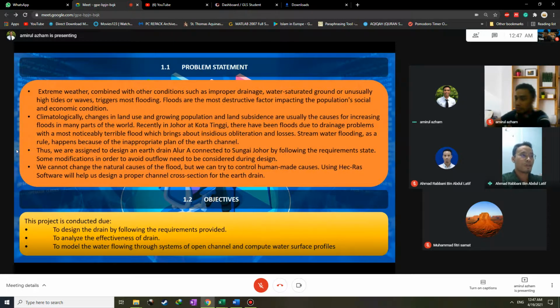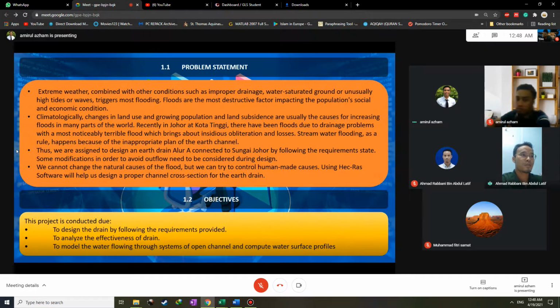For our group, the data given is located at Sungai Johor. So we choose the place at Kota Tinggi. So the problem statement, recently at Kota Tinggi we have a flood. The flood occurs when extreme weather combined with other conditions such as improper drainage, water saturated ground, or unusually high tides or waves triggers mass flooding. Floods are the most destructive factor impacting the population, social and economic condition.